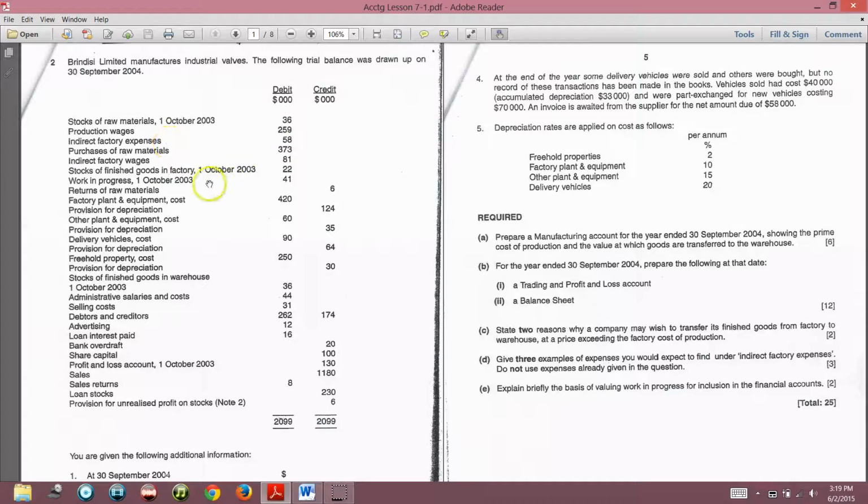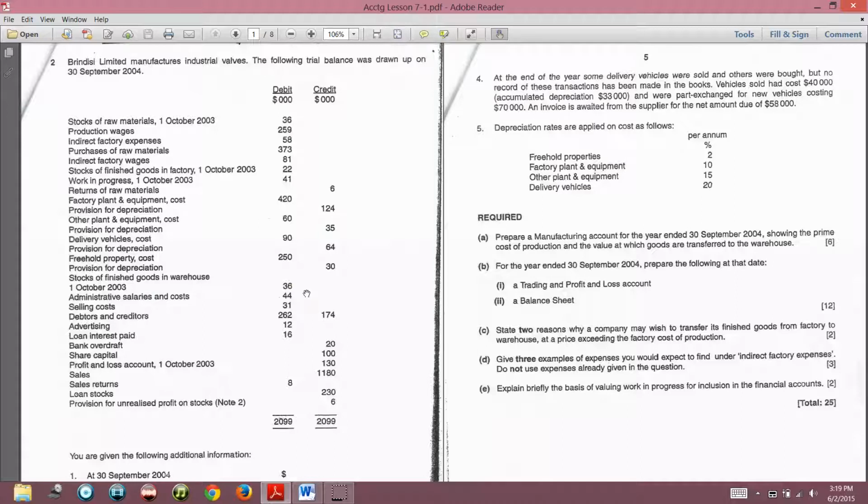Okay, so now we are looking for stock of finished goods in the factory. This is the trial balance for the whole company, which includes the factory and the trading side. This is the finished goods at the factory, the opening stock of finished goods, which is at cost. Stock of finished goods in the warehouse is 36,000, and this is inclusive of that 20% profit.